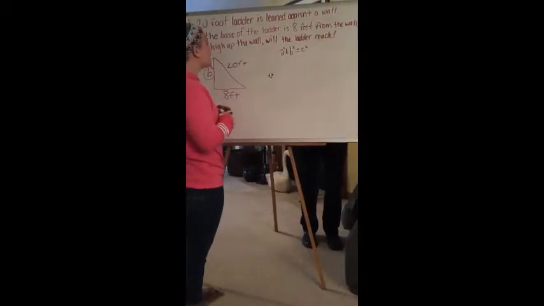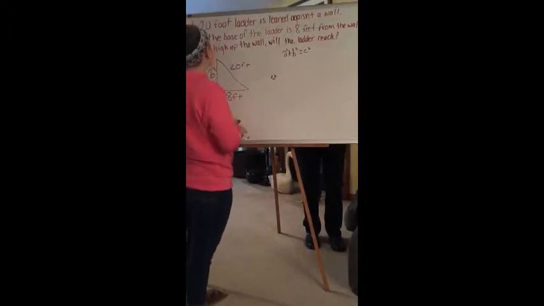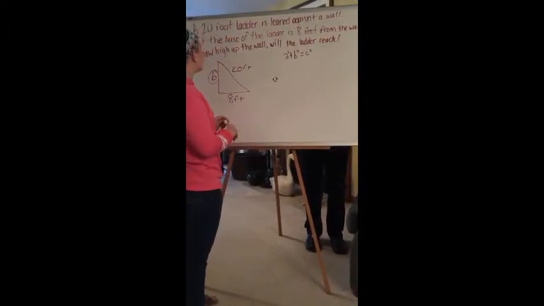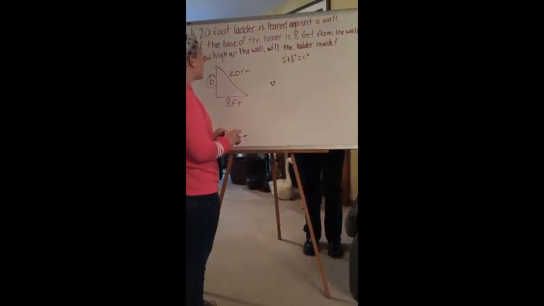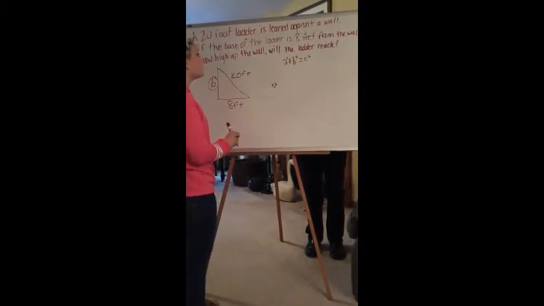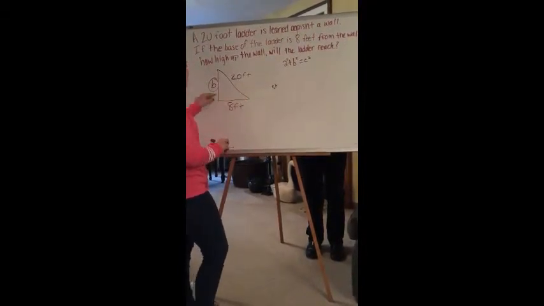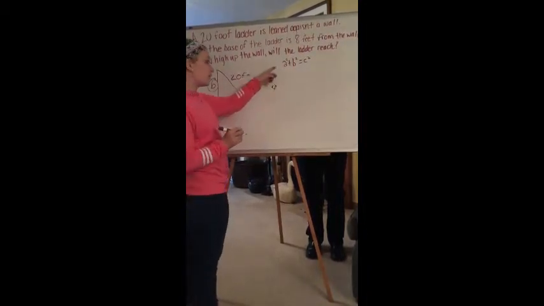Okay, so we will be using the Pythagorean theorem to solve this word problem. A 20-foot ladder is leaned against a wall. If the base of the ladder is 8 feet from the wall, how high up the wall will the ladder reach? So instead of solving for the hypotenuse, we'll be solving for one of the legs, but we are still able to do this by using the Pythagorean theorem.